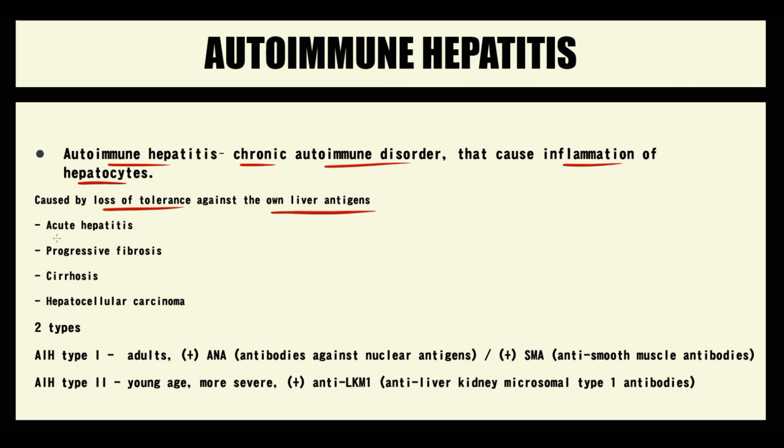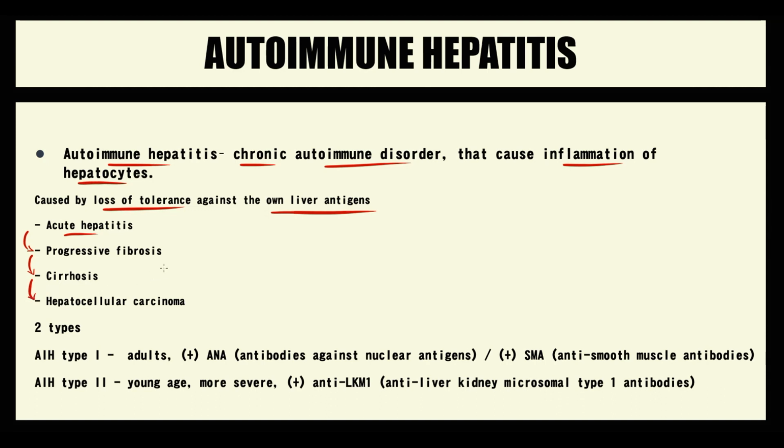Initially, autoimmune inflammation causes acute hepatitis. Then progressive inflammation will induce massive fibrosis. In this case, fibrosis serves as a protective reaction. Progressive fibrosis at some point will cause cirrhosis, and cirrhosis can be complicated by hepatocellular carcinoma.